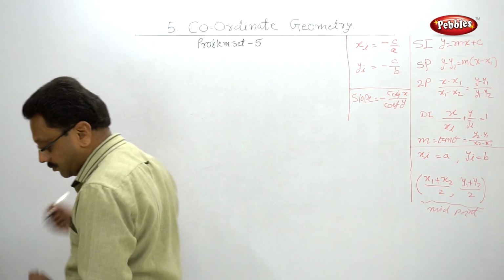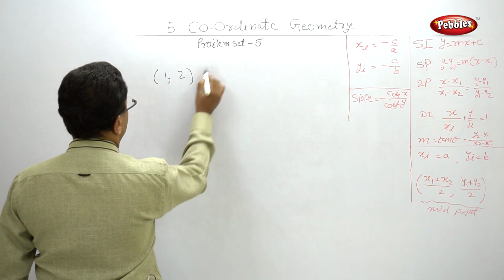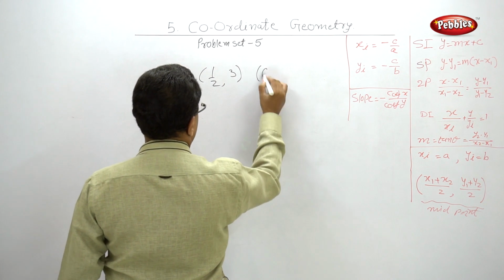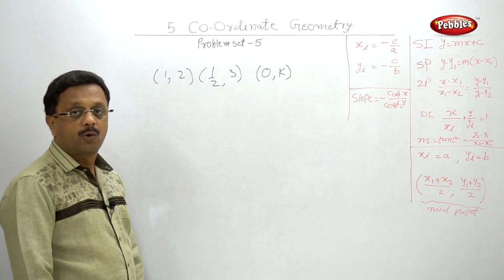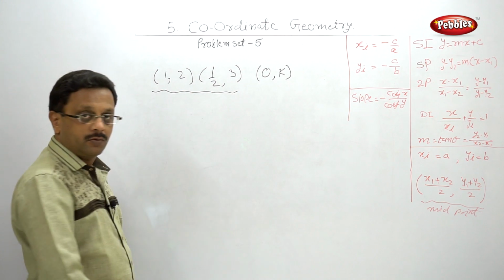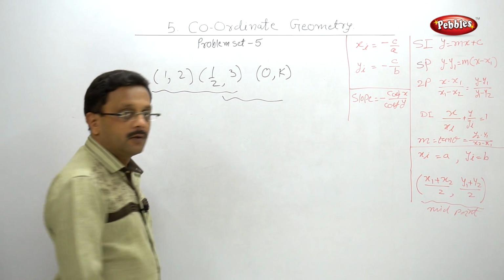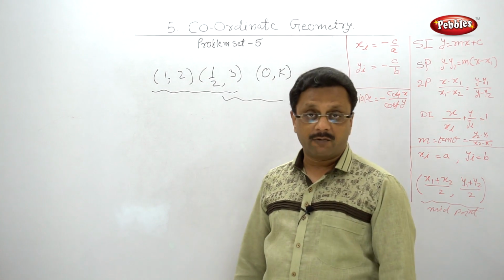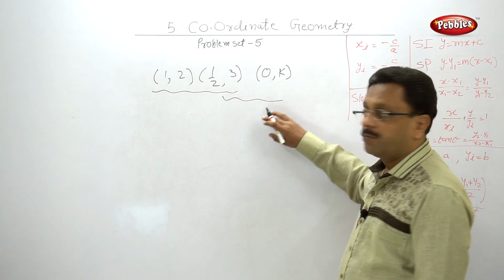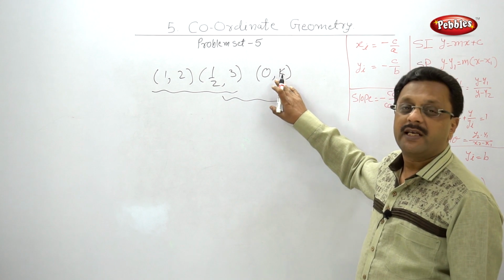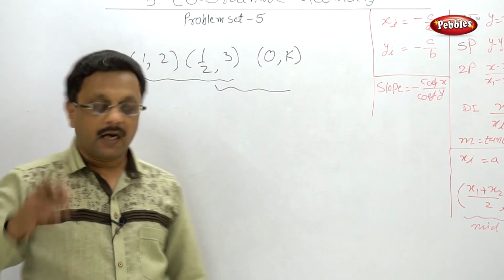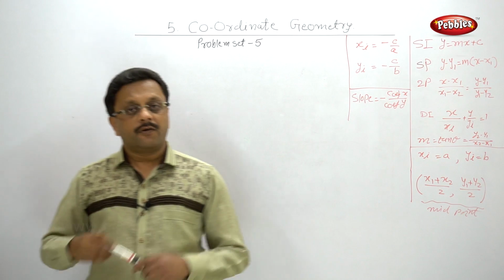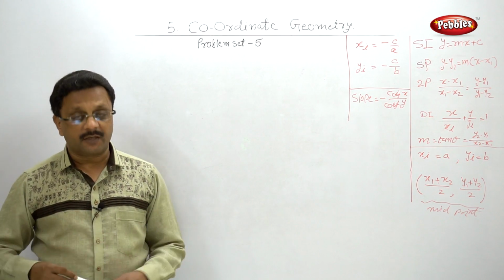Very simple example. Points are (1, 2), (1/2, 3) and (0, k). These 3 points are given collinear. So first find out the slope of these two, then find out the slope of these two. Equate them, because since these points are collinear, the slopes will be equal. And when you equate the slopes, only k is unknown, so you can easily find the value of k. The answer for this, k is equal to 4. Please check your answer.